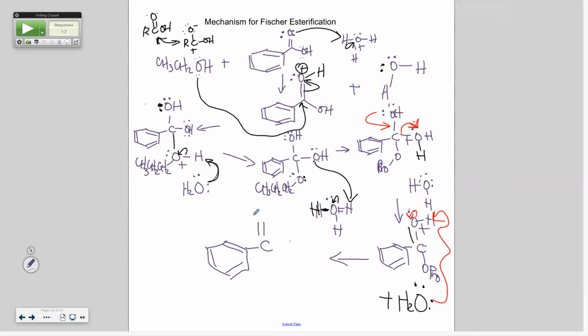Okay, so notice how you get this. Okay, and what did we get over here? In the very end, we made another hydronium ion. That's why it's acid catalyzed.